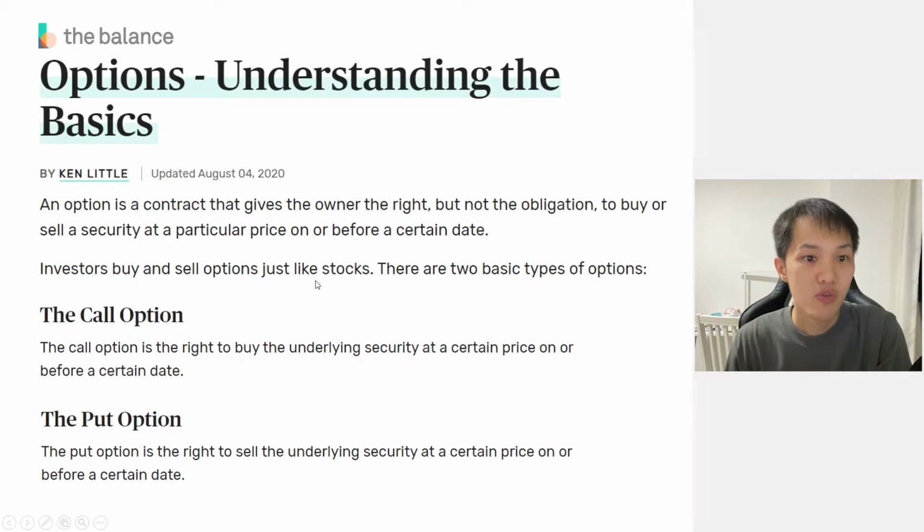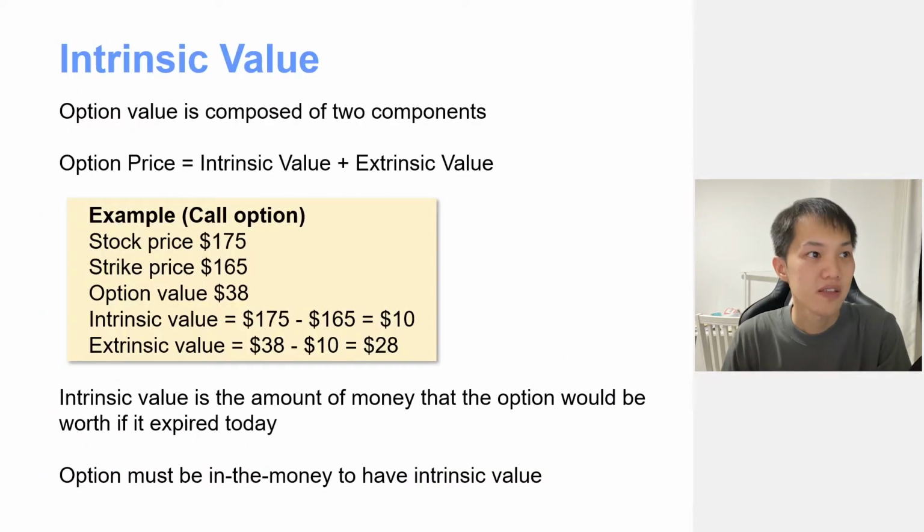So there are basically two basic types of options. First one is call options and second is put options. The call option is the right to buy the underlying security, whereas the put option is the right to sell the underlying security. As we move on to more complicated options, they usually are based on these two types of options. Next, let's understand what the intrinsic value is.